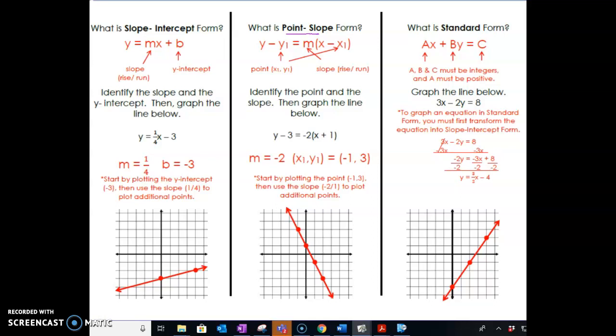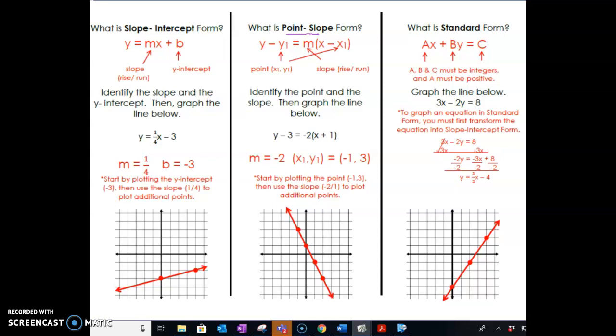There's the slope of my line. It's going to be positive. I'm going to go up 3 and then run over 2. And it's going to start at my B, my y-intercept, when x is 0, y is negative 4. So I'm going to plot that point, and then I'm going to use my slope. I'm going to go up 3 and over 2 to find the next point of my line. So I can connect the dots.